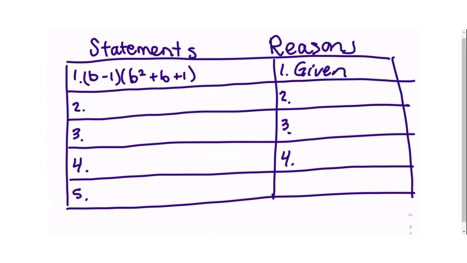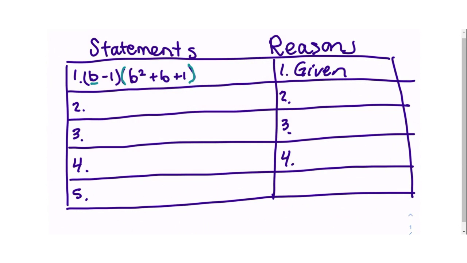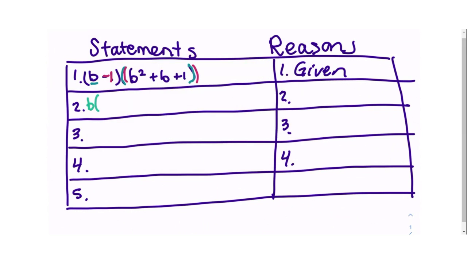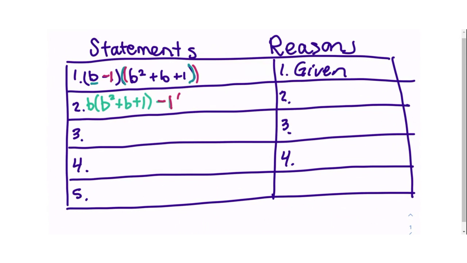So the first thing we would do is we are going to split this up. So we're going to do b multiplied by the parentheses, and I'm going to switch colors for the sake of you being able to see it better. And then the −1 multiplied by everything in the parentheses. So we would do b multiplied by b squared plus b plus 1. And then we would subtract 1 multiplied by b squared plus b plus 1. And that was the distributive property.